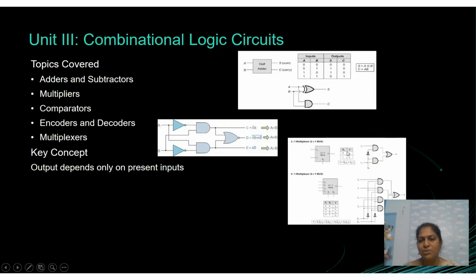One more example you can observe here is a multiplexer circuit. Depending on the given selection input lines, at a time only one input will be selected and that will be propagated at the output side. In detail, you will learn in the subject.